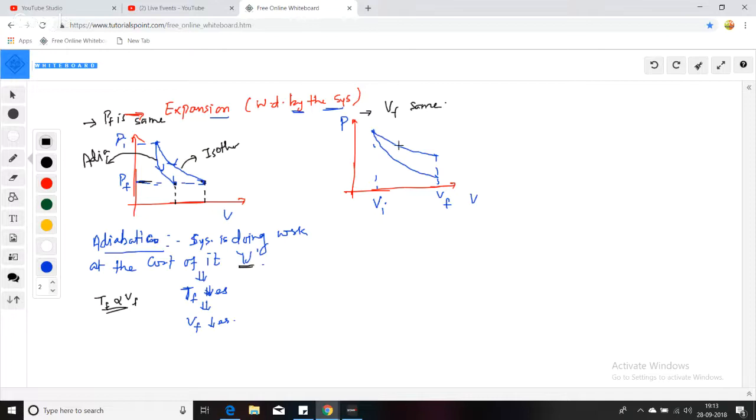Okay, now the same logic you can apply when the final volume is the same, right? Again in an adiabatic process, the work is done at the cost of its internal energy. So internal energy decreases, so temperature decreases. Since final volume is the same here, we can talk about final pressure. When internal energy decreases, final pressure will decrease. So this graph is again adiabatic, and the upper graph is isothermal. Like this, we can identify the graph.